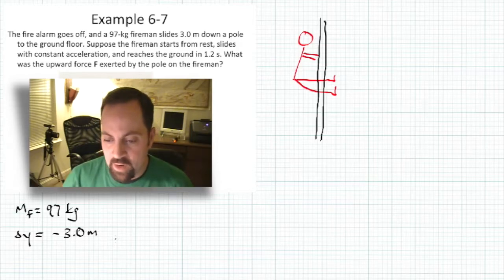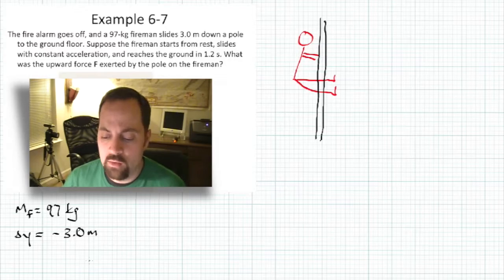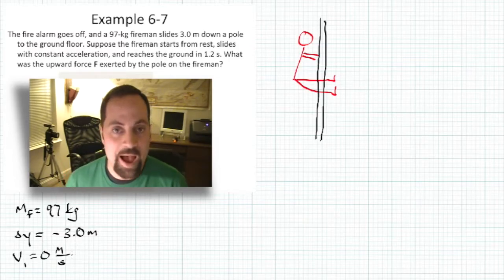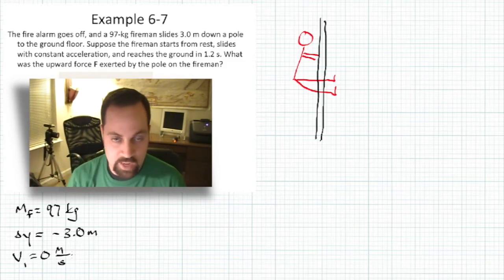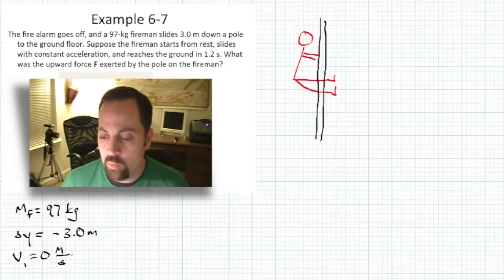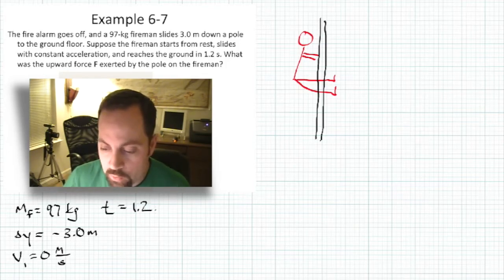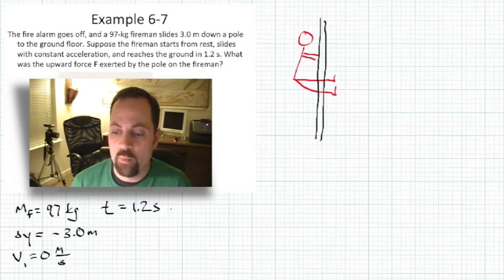Okay, he slides down to the ground floor. Starting from rest, so what does that tell us? Okay, initial velocity equals 0 meters per second. He slides with a constant acceleration. All right, so he's going faster and faster and faster down the pole, and he reaches the ground in t equals 1.2 seconds. So the question is, what was the upward force exerted by the pole on the fireman?